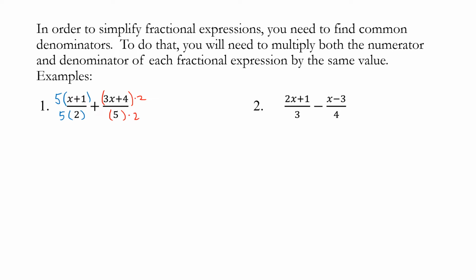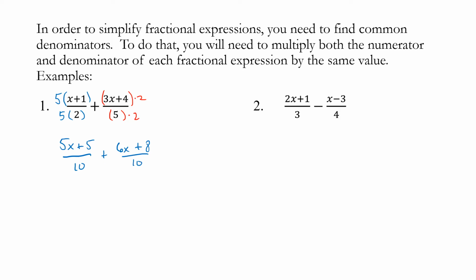Okay, so when I do the multiplication, I'm doing the distributive property. Notice how I put those parentheses. So 5 times (x + 1) is 5x + 5, and 5 times 2 is 10. Now on the right-hand side, I have 2 times (3x + 4). So 2 times 3x is 6x, and 2 times 4 is 8. So (6x + 8) all over 10.